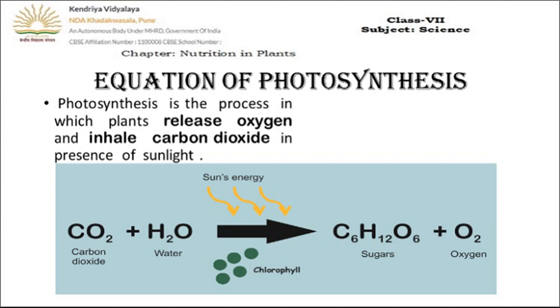When both of them combine together, you can see on the arrow the sun's energy is given, and on the downside chlorophyll, the green color pigment, is also shown. It means CO2 and water combine together in whose presence? In the presence of sunlight and chlorophyll. And then a new product, a new special food is prepared, that is sugar, that is glucose. The formula for glucose or sugar is C6H12O6. Keep in mind that these numbers which are given, 6, 12, 6, are written as subscripts. They have to be written on the lower side.